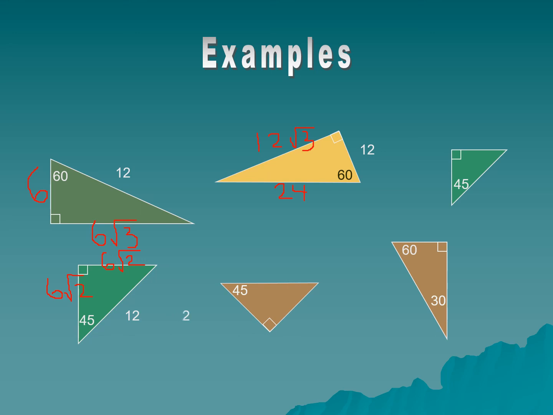Next example. 45, 45, 90. If one leg is 12, it's pretty easy to remember that the other leg is identical, just 12. And the hypotenuse is 12 with the square root of 2 next to it. Next one up, kind of similar to the last one. If the leg is 12, the other leg must be identical. And the hypotenuse is 12 as well, but with the square root of 2.